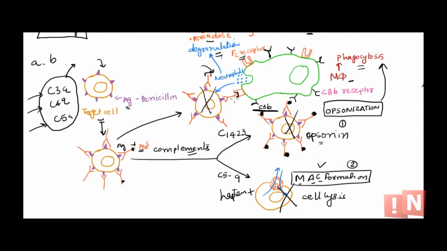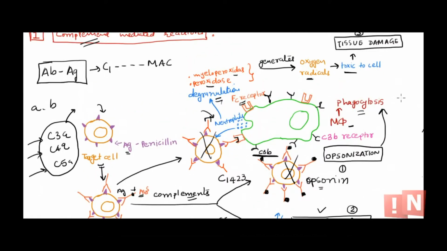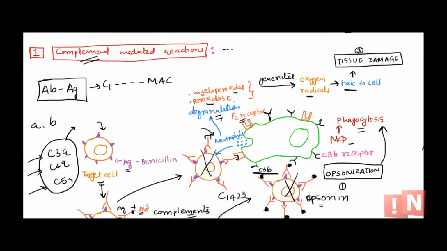Since they have Fc receptor, it will bind to the Fc portion of bound antibody, resulting in degranulation, releasing toxic substance, eventually killing the cell. So that's how complement pathways can damage your own tissue. So that's how, in case of hypersensitivity, complement mediated reactions occur.